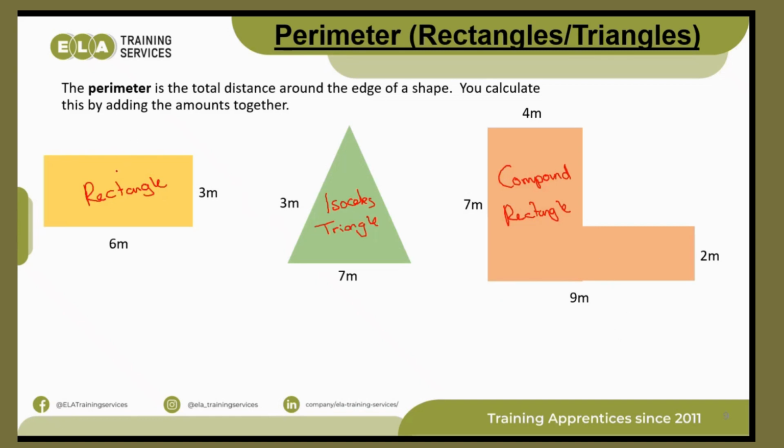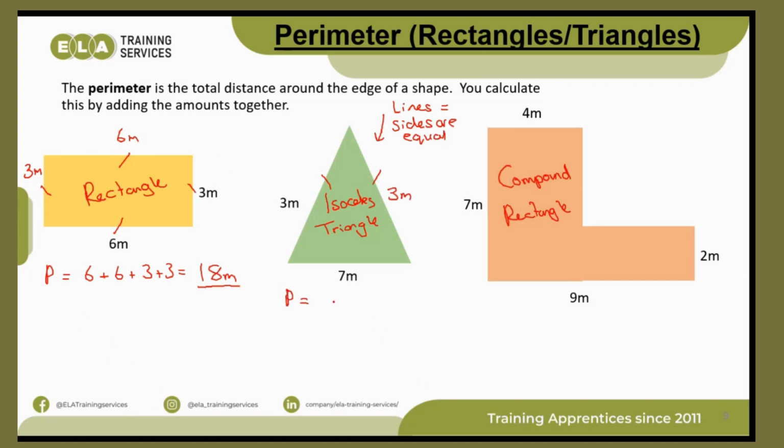So we know a rectangle has two pairs of equal sides. So we know that this is going to be 6 and this is going to be 3. So to work out the perimeter, we do 6, add 6, add 3, add 3, and we are left with 18 meters. Then with an isosceles, these lines mean the sides are equal. So here it's going to be 3. So our perimeter of our isosceles triangle is going to be 3, add 3, add 7, which is 13 meters.